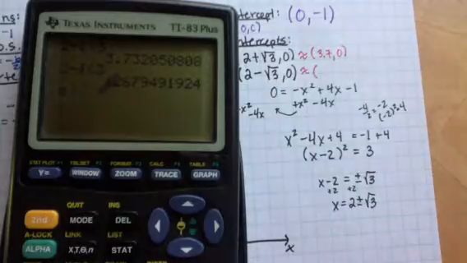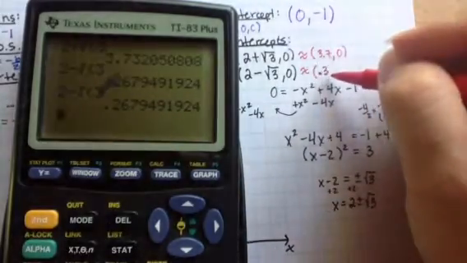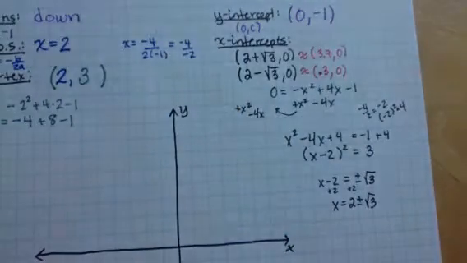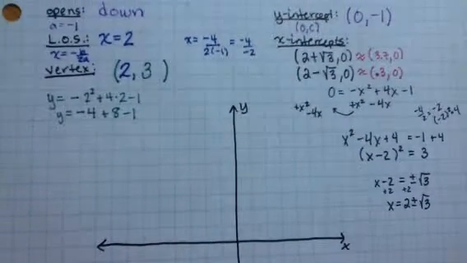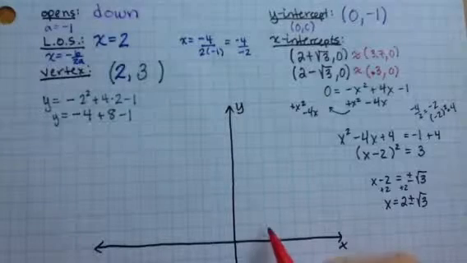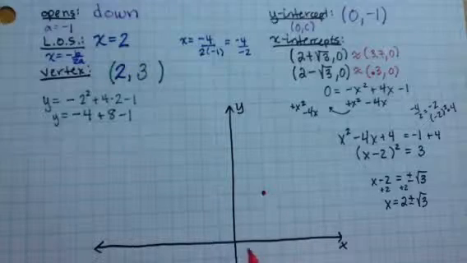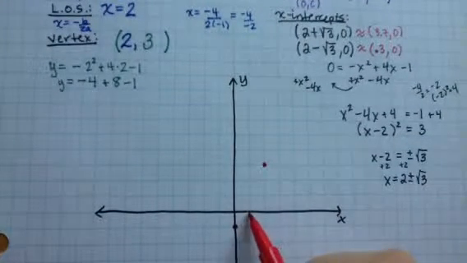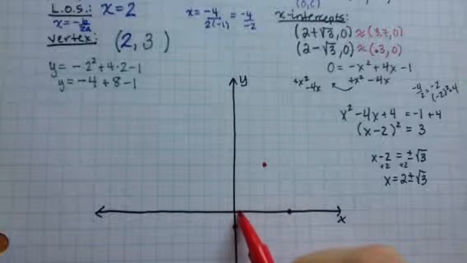Oh, I have that blob in front. I better calculate that again just to make sure. Probably about 0.30 is all the more accurate I'm going to get. So on my graph, I'm going to put all of this information. The vertex is at (2, 3). The y-intercept is at (0, -1). And the x-intercepts are at (3.7, 0) and (0.3, 0).